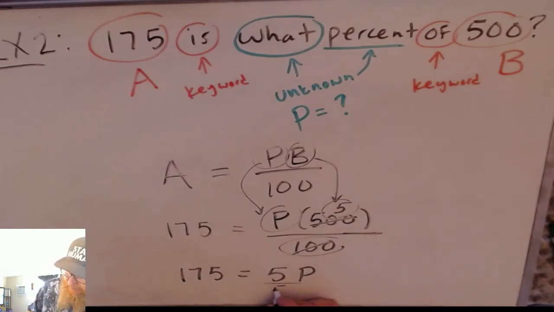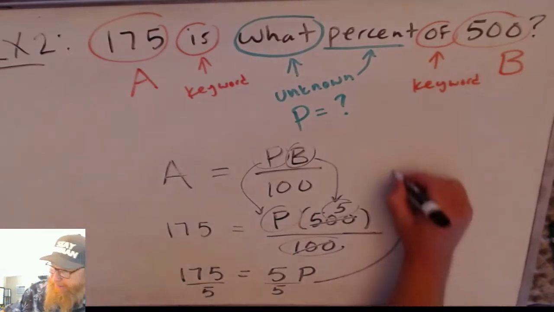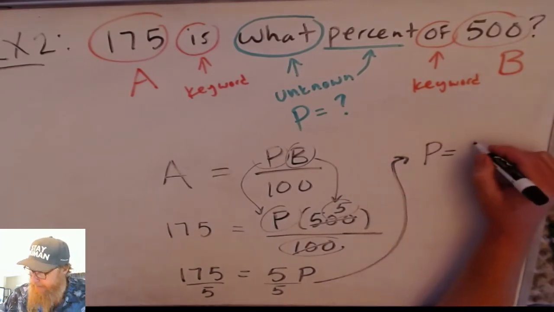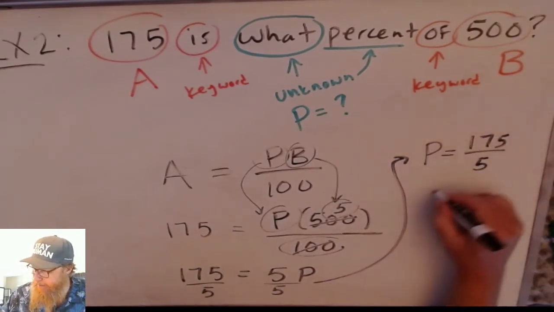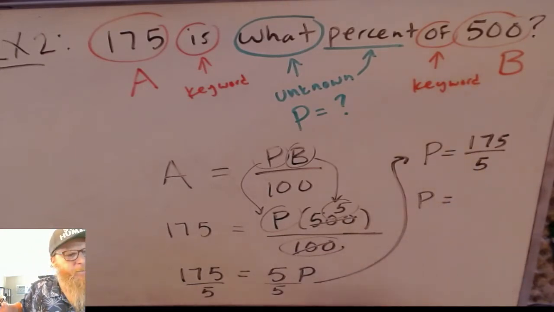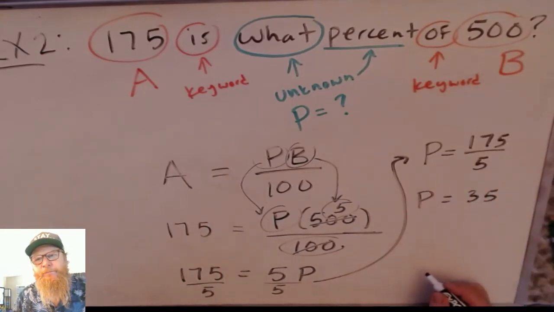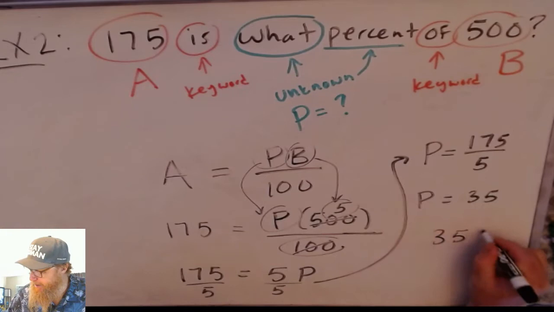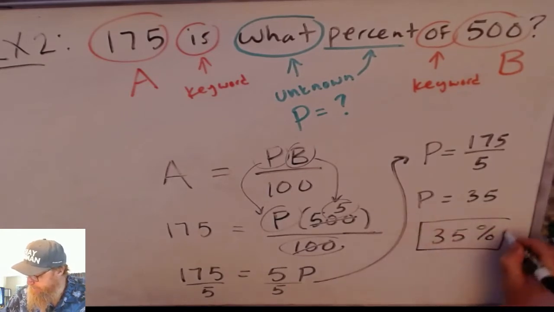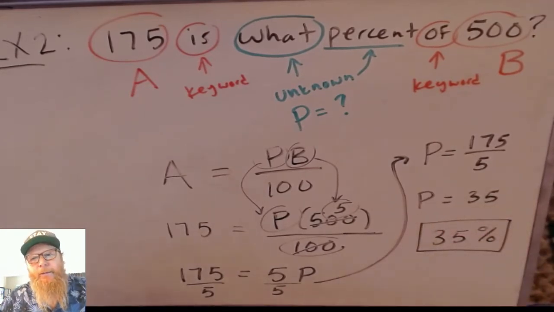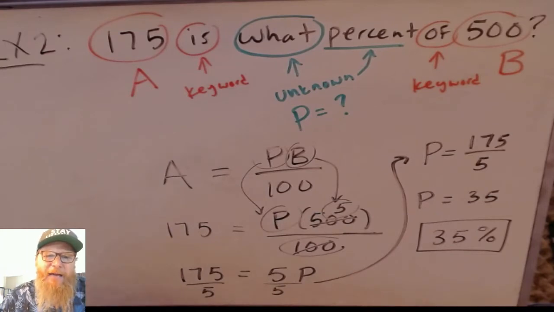So I've got divide both sides by 5, and I get P is 175 divided by 5. I should probably be able to do that in my head, but just to be safe, 35. So it's 35%. P is automatically a percent sign. So anytime you're solving for P, your answer is automatically percent.